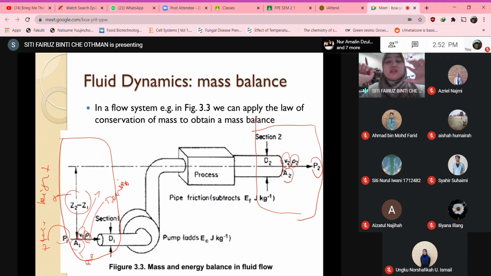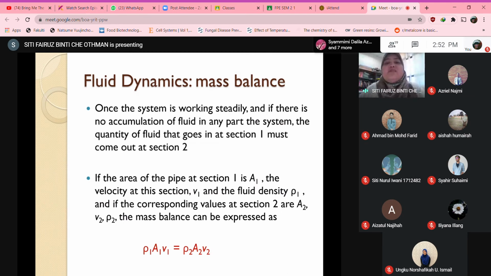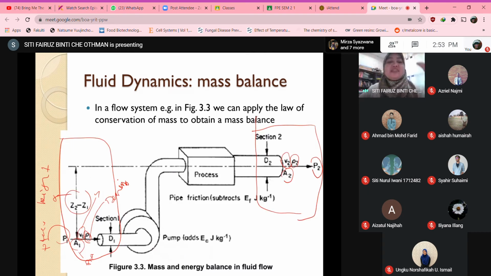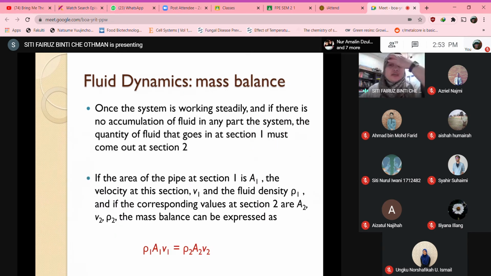So these are the things that you need to know lah kalau you want to do fluid dynamic punya balance. Okay. What is actually involved is the pressure, the density, the velocity and also the area. Okay, once the system is working steadily, if there is no accumulation, like I told you before, ideally, which is very unlikely to happen unless it's a new factory plant, okay? No accumulation. So what goes in section 1 here should be similar to section 2. It should be similar, alright? Fluid that goes in section 1 must come out at section 2.